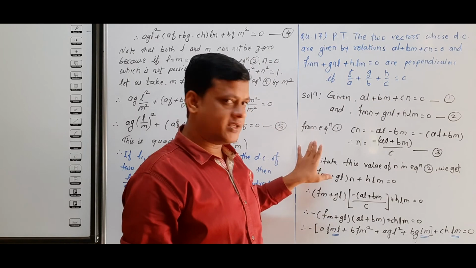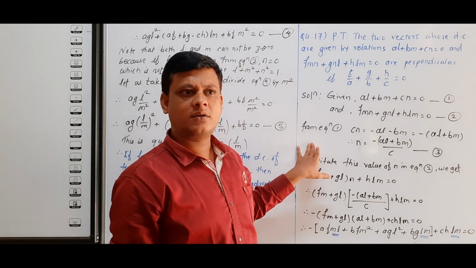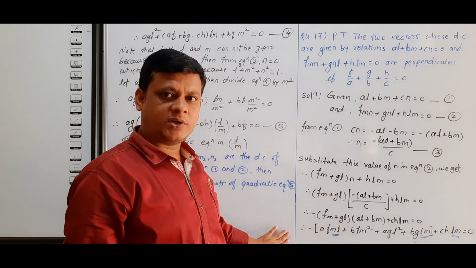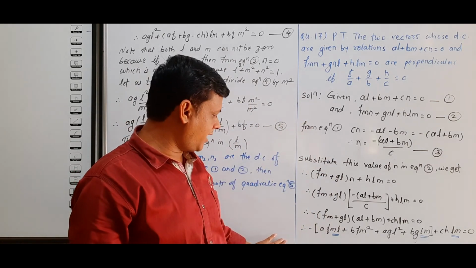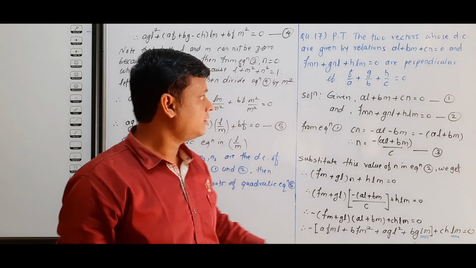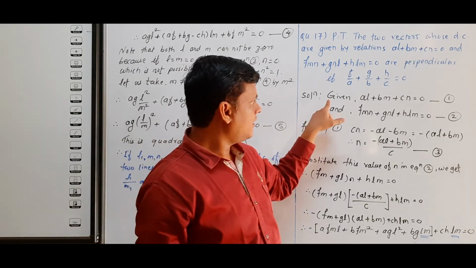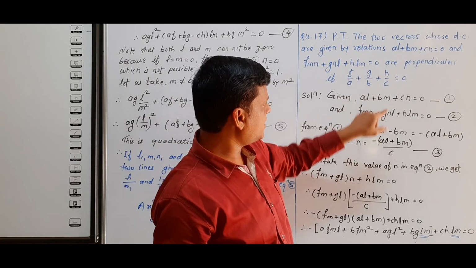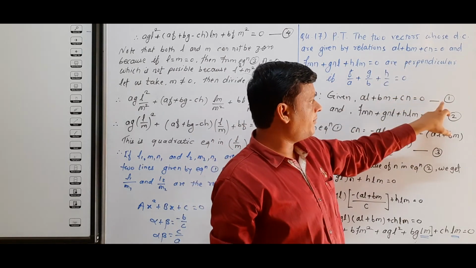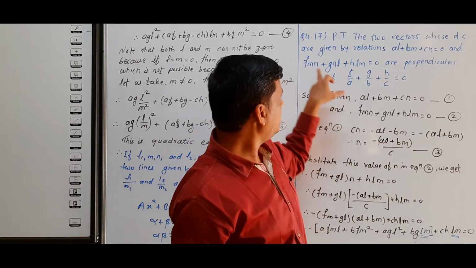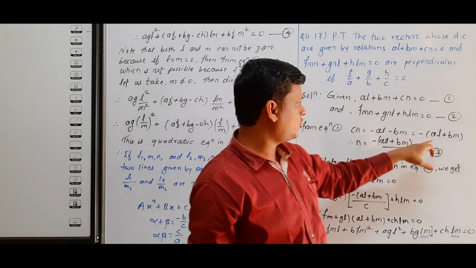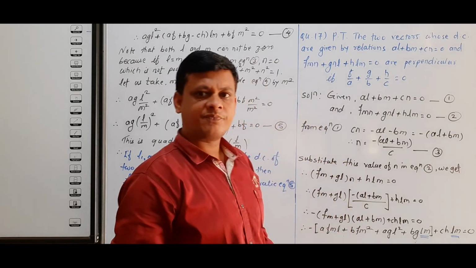So this problem is not difficult but lengthy, so I write the solution first and then I explain one by one. See the first step, the given part. We write the first equation al plus bm plus cn equals 0, which we represent by equation 1, and the second equation fmn plus gnl plus hlm equals 0, which we represent by equation number 2.